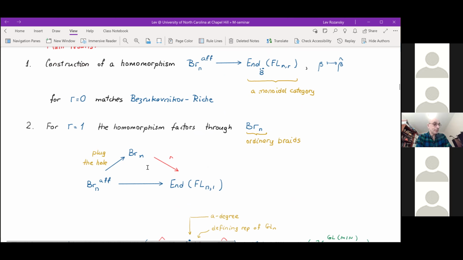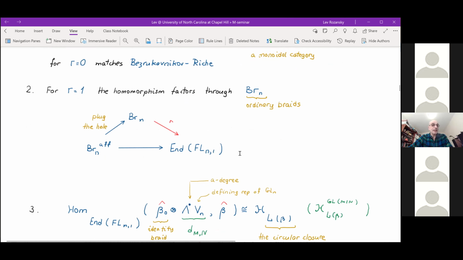Will everything be derived? Yes, you can safely add the word derived, although it's not always necessary. So this way we get a homomorphism from ordinary braids into a new category of endomorphisms of FLN1. It's similar to the Steinberg variety somehow, but it's different. And we define it as a category of matrix factorizations. That's what I'll explain.